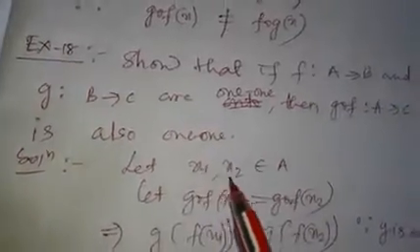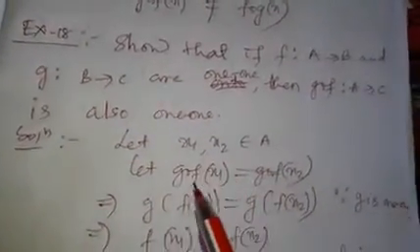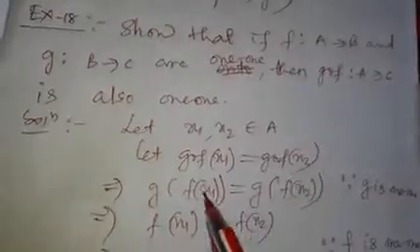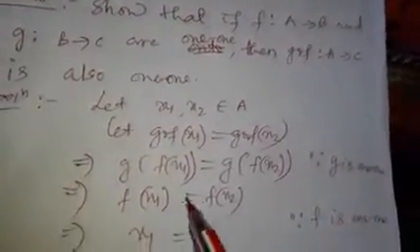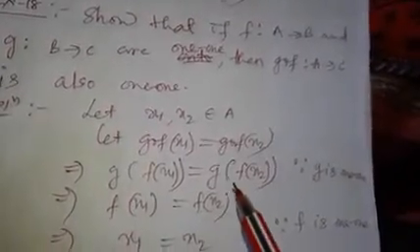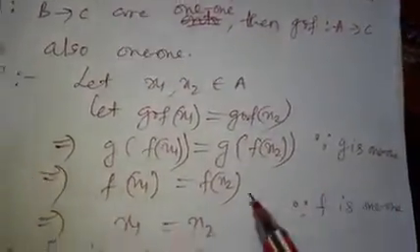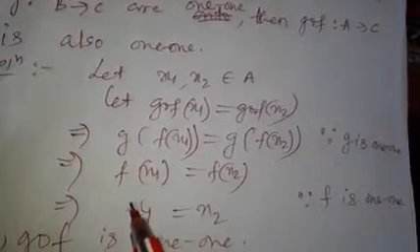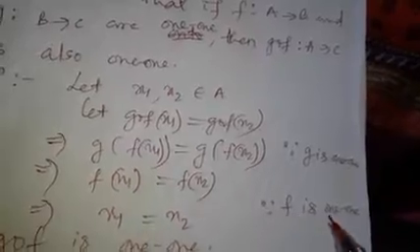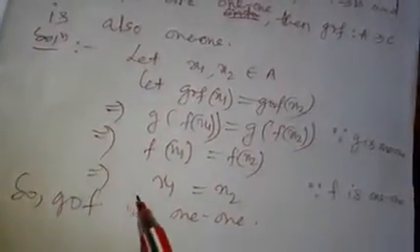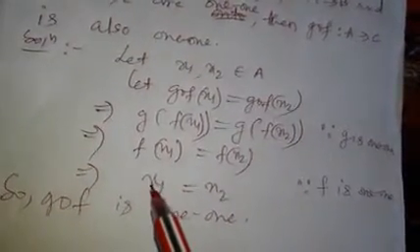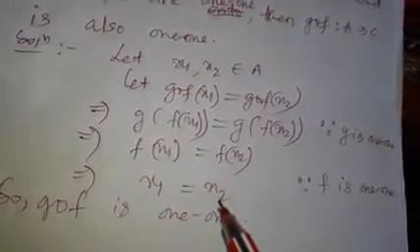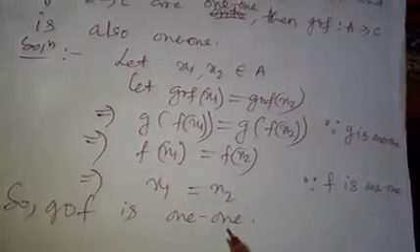Solution: let x1 and x2 belong to a. Let g o f of x1 is equal to g o f of x2, so g of f of x1 is equal to g of f of x2. Since g is one-one, f of x1 is equal to f of x2. Since f is one-one, x1 is equal to x2. Now you take g o f of x1 is equal to g o f of x2, you got x1 is equal to x2. So g o f is one-one.